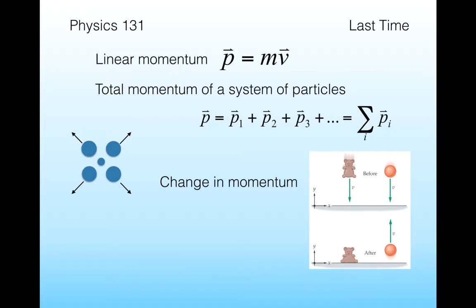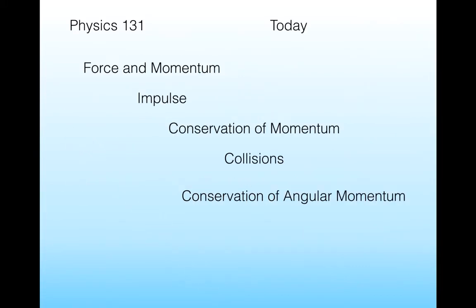Last time we learned what momentum was, linear momentum, which was defined as the mass times the velocity. We also talked about the total momentum of a system of particles, and we talked very briefly about change in momentum. Today we're going to talk about how force and momentum are related, which we've already kind of touched on a little bit. We're going to define a new concept called impulse. We're going to talk about conservation of momentum and collisions, and we'll do one slide on conservation of angular momentum.